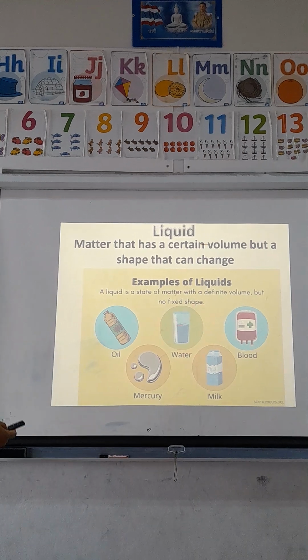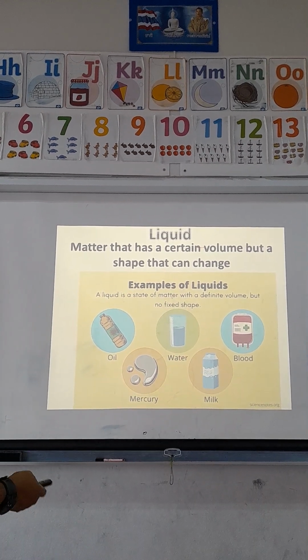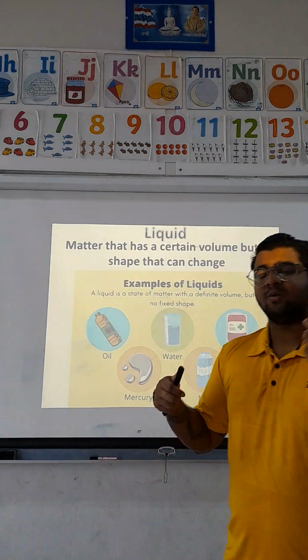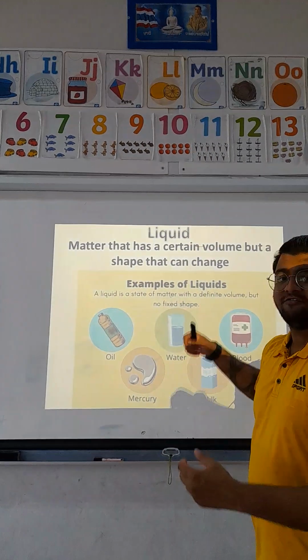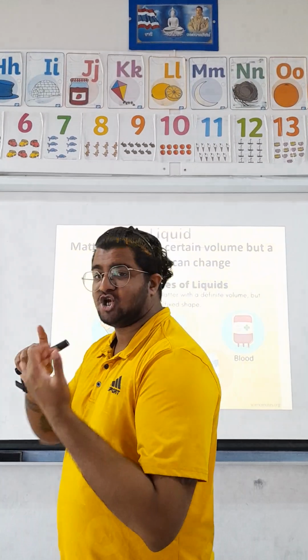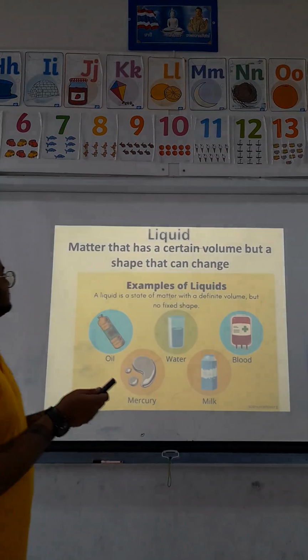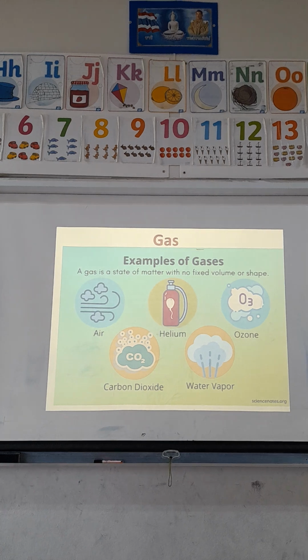Oil, water, blood, mercury, and milk are all examples of liquids. These are all examples of liquids that can change their shape and change their volume when they are used. Now, let's take a look at gas.